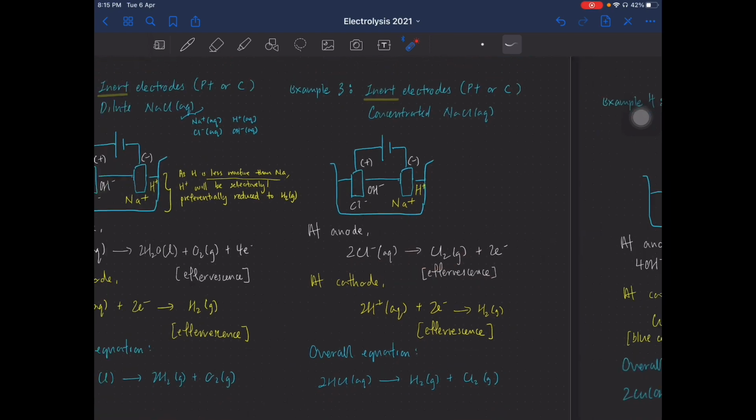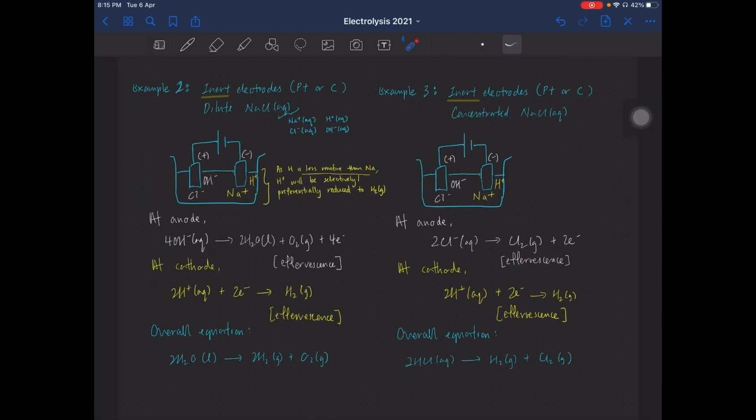So do take note that although these two setups look pretty similar, the fact that you change the concentration does affect the reaction that's happening at the anode.